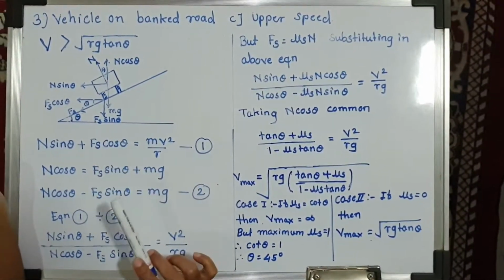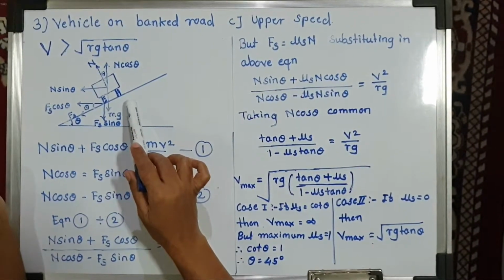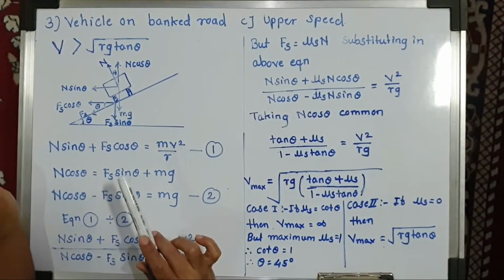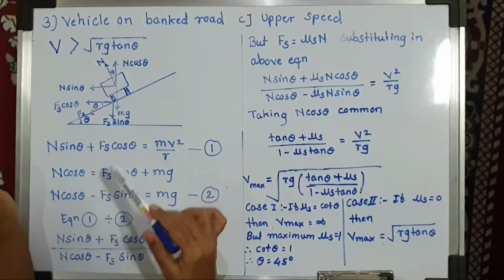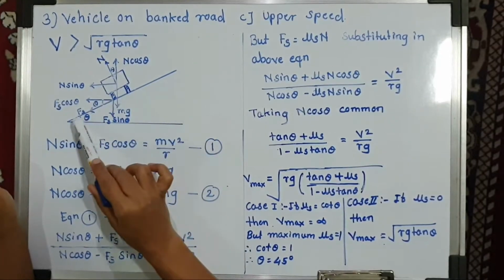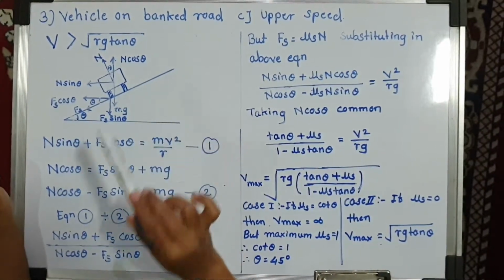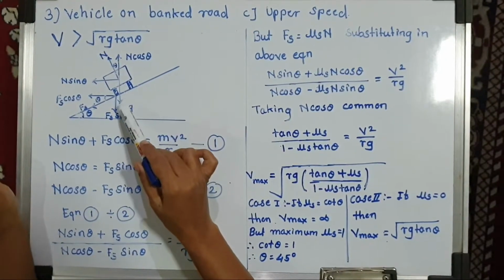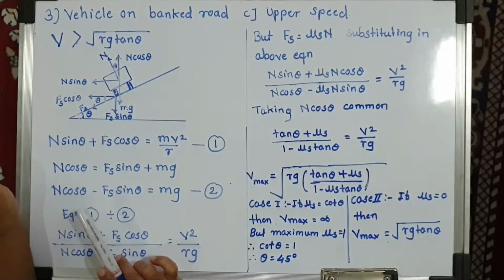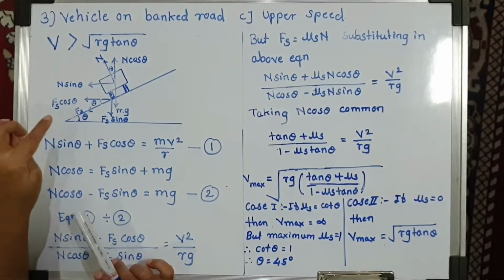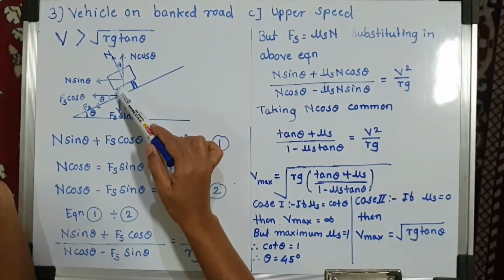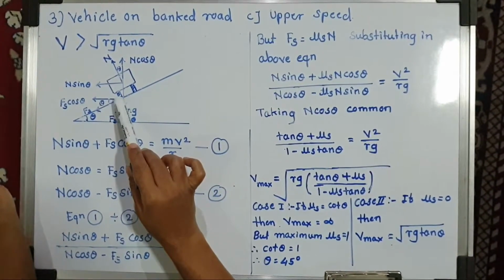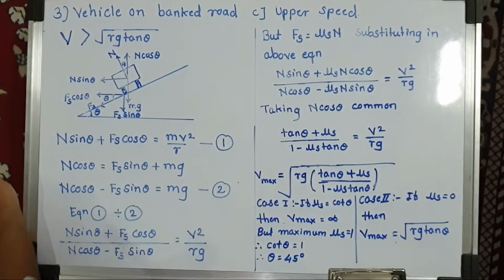Now see the diagram. This vehicle is along the banked curved road. The forces acting on this vehicle are the normal reaction perpendicular to the tilted road surface, and the weight of the vehicle, mg, acting vertically downward. But in this case, the frictional force between the wheels of the vehicle and the road surface is acting towards the center of the circular path.